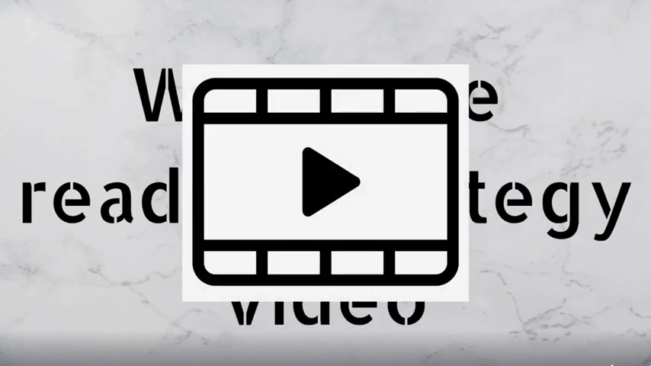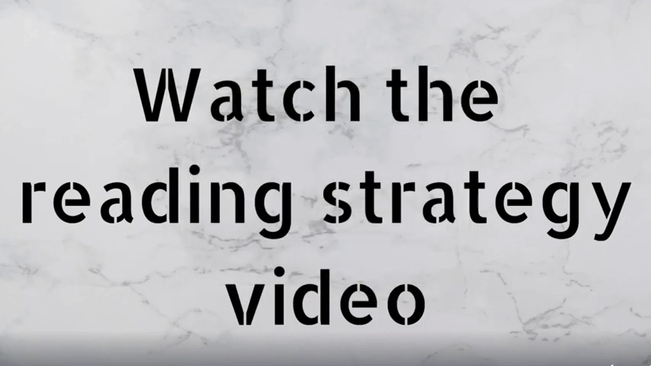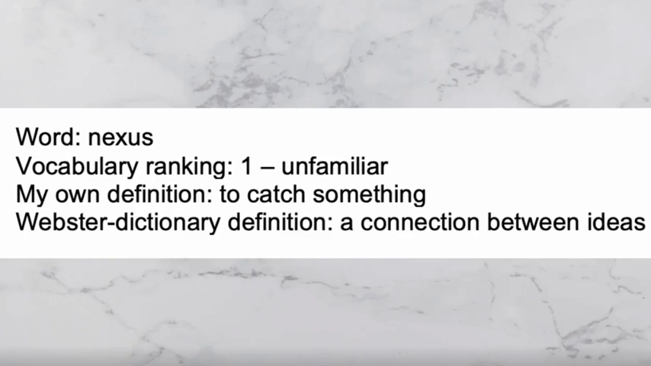which is during the first 3 readings. I will ask you to watch a video going over several reading strategies. After having watched the reading strategy video of the week, you will select the one that stood out to you and apply it to the reading of the week. You apply the strategy by doing what is shown in the strategy video, then leaving a comment or comments in Perusall detailing what strategy you used. For example, if you used the vocabulary clarification strategy, I would expect to see a comment that looks something like this: word nexus, vocabulary ranking 1, unfamiliar, my own definition to catch something, Webster dictionary definition, a connection between ideas.